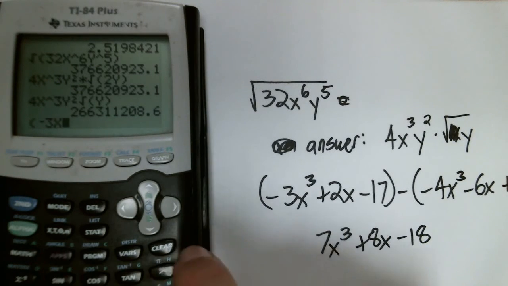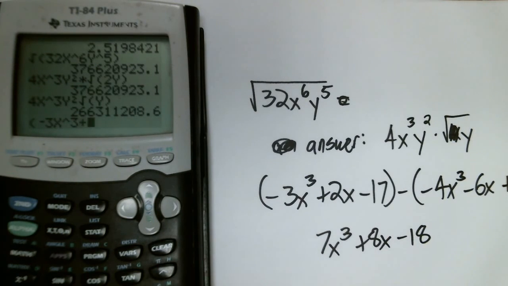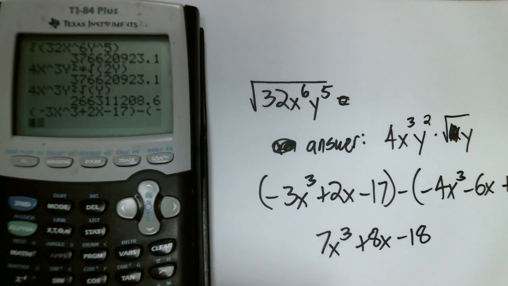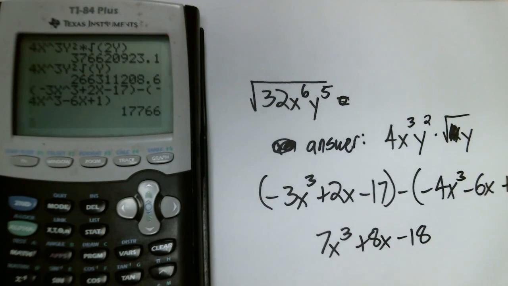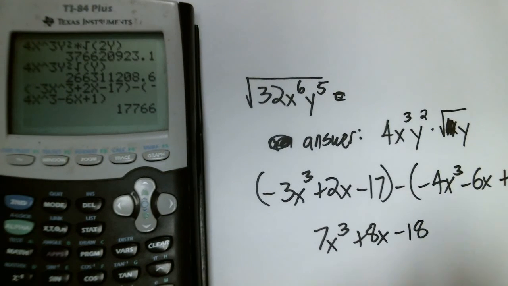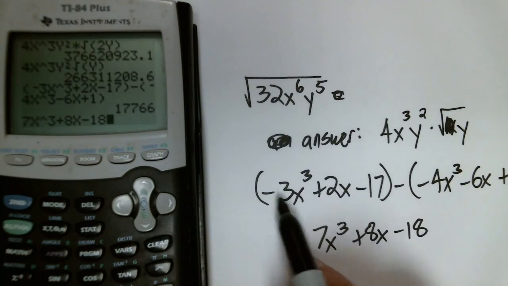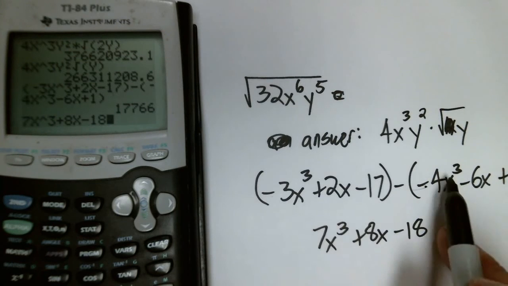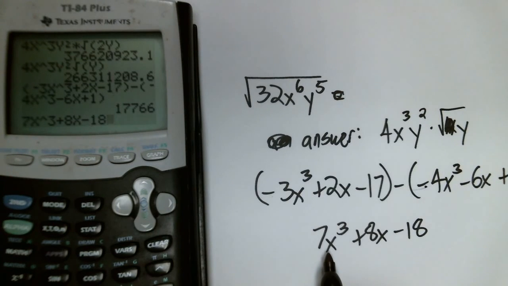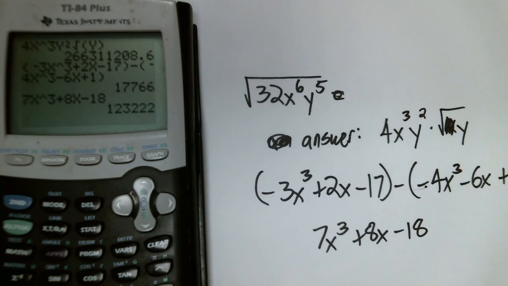Negative 3x raised to the 3rd plus 2x minus 17 minus a negative 4x raised to the 3rd minus 6x plus 1, and we get some number. Okay, fine. Let's type in our answer. 7x raised to the 3rd plus 8x minus 18. Now, I purposefully made a mistake on purpose. Negative 3, this would become a plus 4, but I made a mistake, and I added, and I got 7. So you're going to see, uh-oh, the numbers don't match.